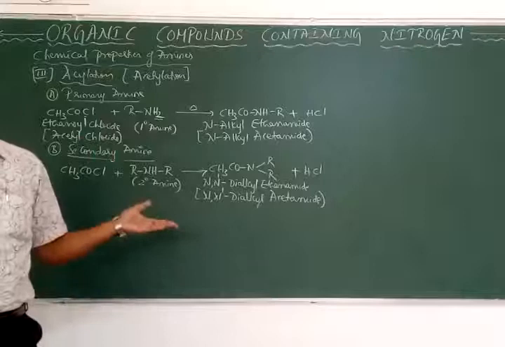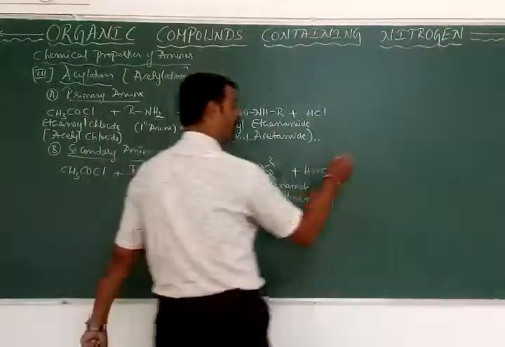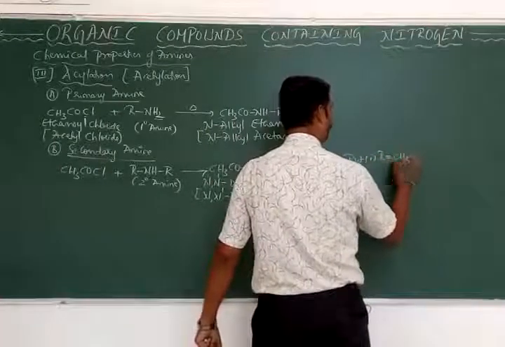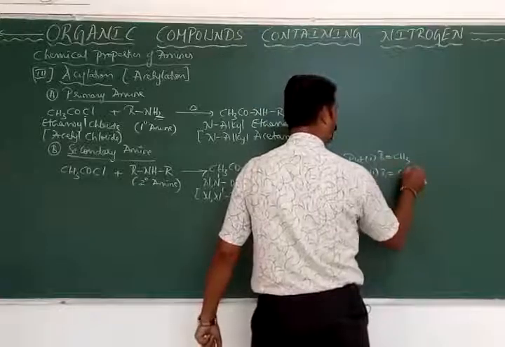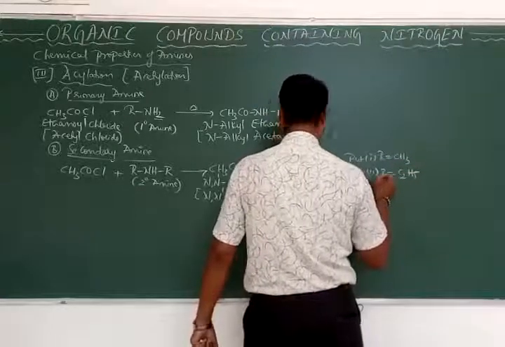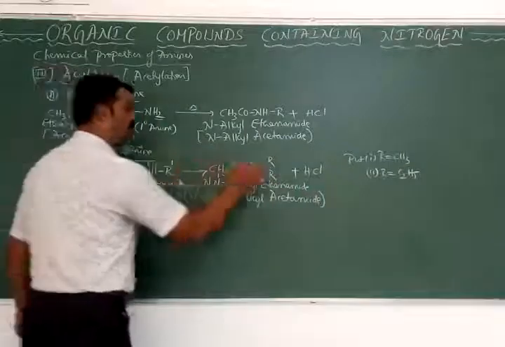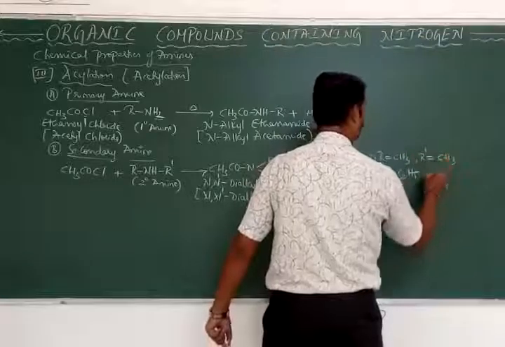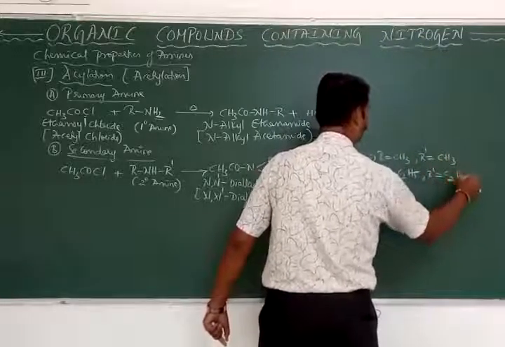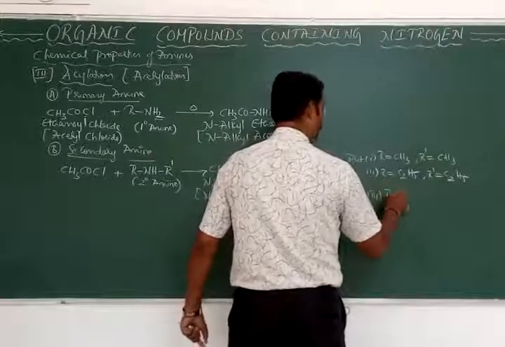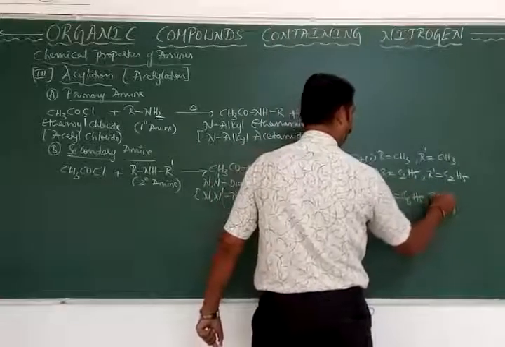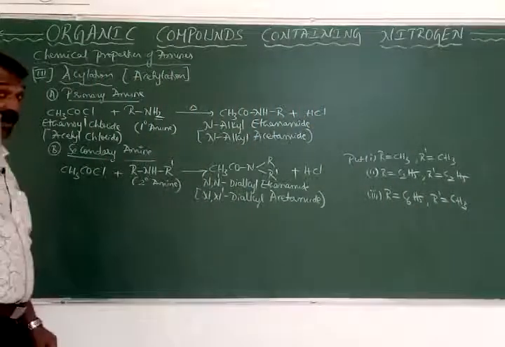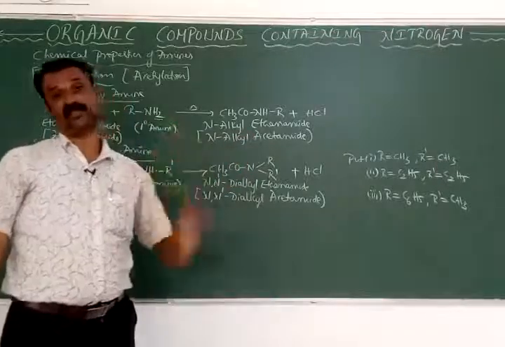You have to write on your own by putting R is equal to CH3 and R' is equal to CH3, then R is equal to C2H5 and R' is equal to C2H5, and then the third one is R is equal to C6H5 and R' is equal to CH3. We get N-methyl N-phenyl ethanamide or N-methyl N-phenyl acetamide.